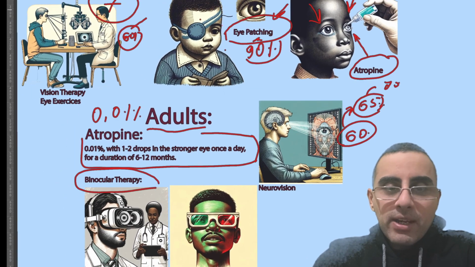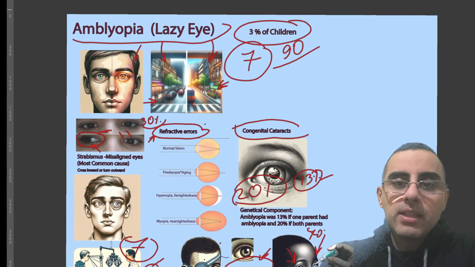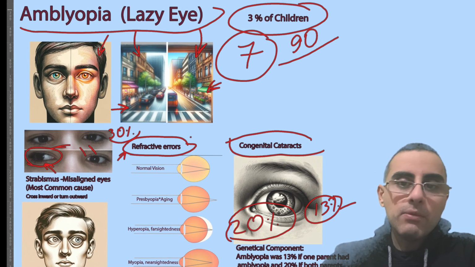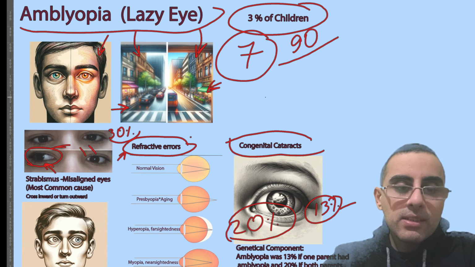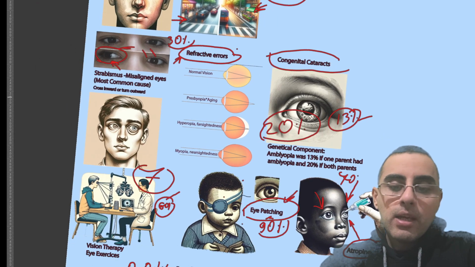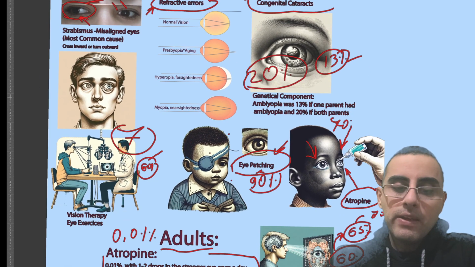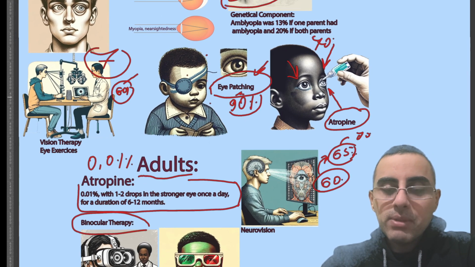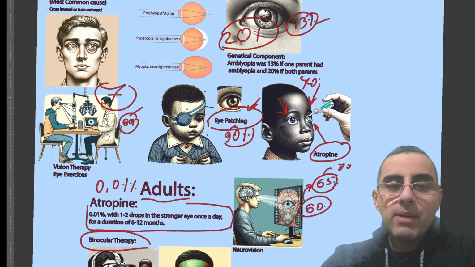So, to summarize, amblyopia or lazy eye is a common condition. It affects children, usually from the newborn stage. So we should diagnose it as early as possible. We have treatments. Treatments are eye patching, which is very effective, atropine therapy, effective, and vision therapy, effective. In the case of adults, we have low dose atropine, binocular therapy, and neurovision. They are promising methods of treatment of amblyopia.